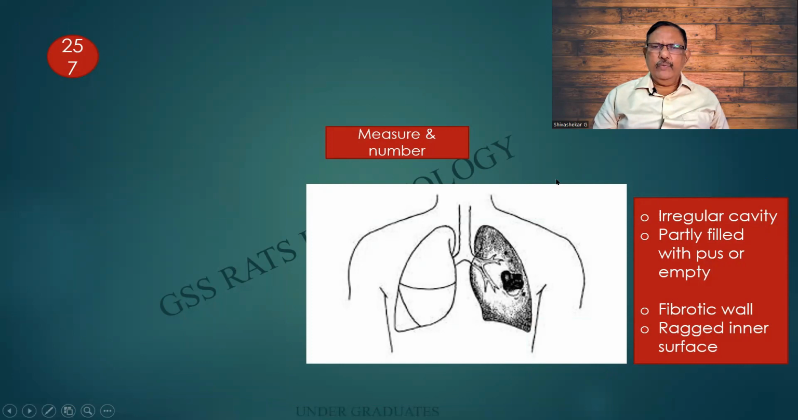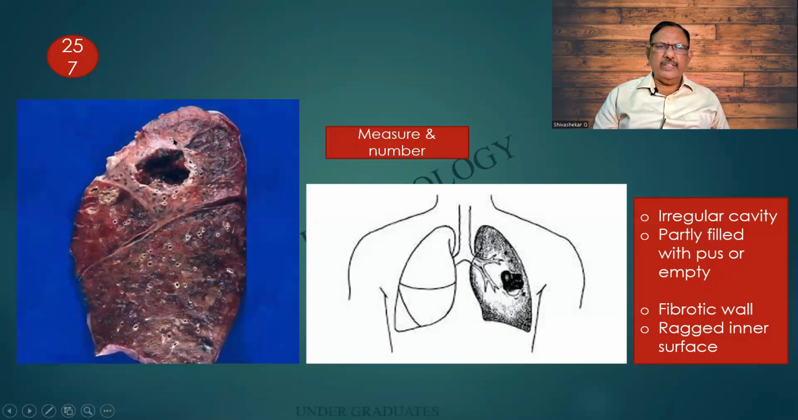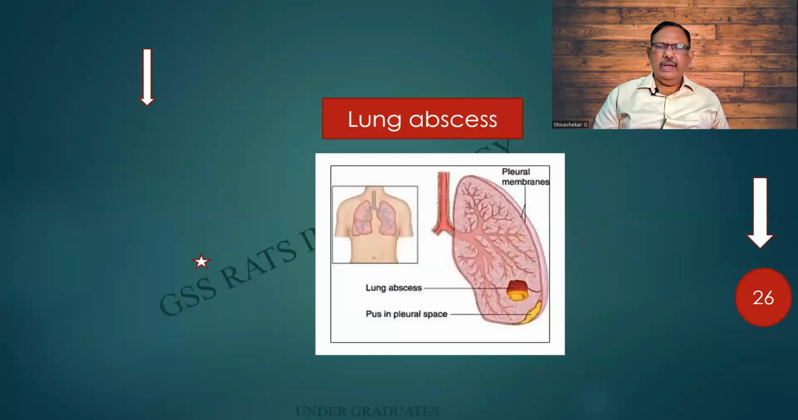The last case will be this. I am finding a diagram of a lung, thanks to Illustrated Pathology, that has got an irregular cavity, straight in line with the bronchus, chance of an aspiration. And this is otherwise, it is more in the apical lobe. Whatever said, it is an irregular cavity, and it may be partly filled with pus or it may be empty. There is a peribronchial or pericavitatory lesion here, and it has got a fibrotic wall. The inner surface is also ragged because of fibrosis. So this is a case of a lung abscess.